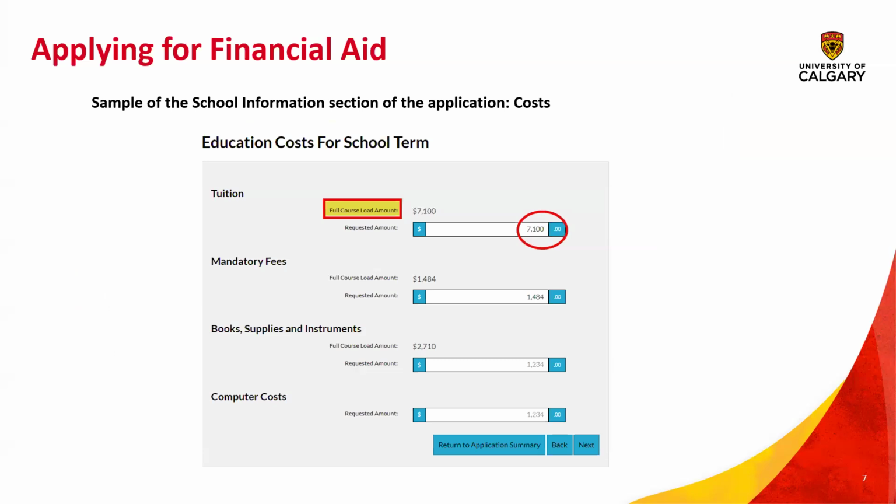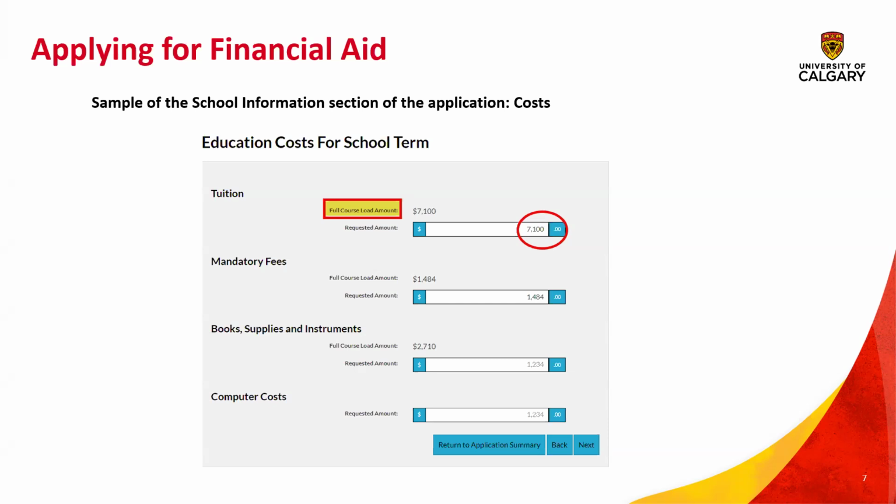So just to explain what we just went through on the previous slide about educational costs, as we do get questions from students about this section. Once a student enters the name of the program and the dates, the system will populate the amounts that need to be requested. As you can see in the sample, the application shows full course load amount. So for full course load amount, the amount that you need to enter in the request amount space for tuition, mandatory fee, books and supplies, and for computer related costs, the maximum that can be requested is $500.